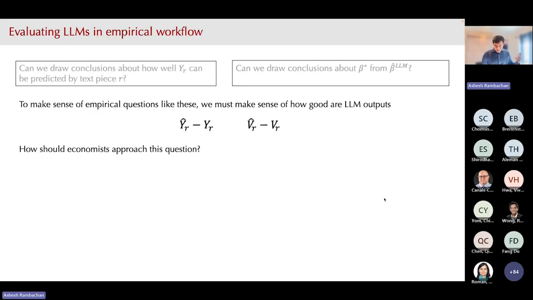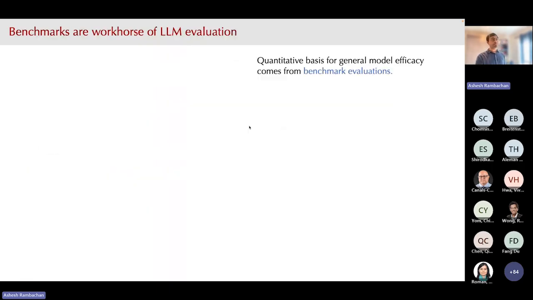So just to keep moving forward, I think you're all starting to set up exactly the segue I want, which is that in order to make sense of the usage of large language models in these prediction problems and estimation problems, at the core, we have to ask ourselves, how good are LLM outputs for the questions economists want to study? So the problem becomes, how exactly should we as economists approach this question of evaluating the quality of LLM outputs? Well, a natural starting point would be to understand how the field of computer science approaches this question. How do computer scientists evaluate the quality of large language model outputs?